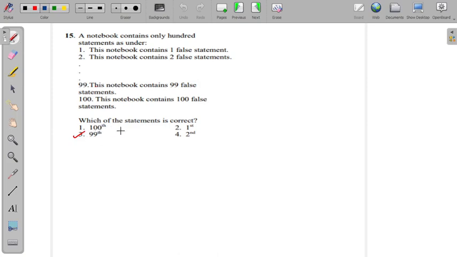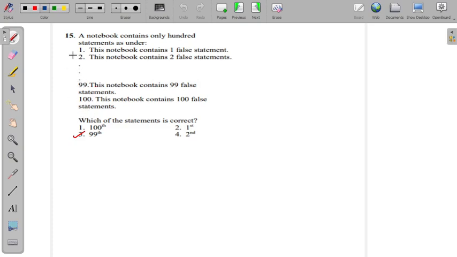Suppose the 100th statement is correct, this notebook contains 100 false statements. Then it is not possible. 100 false statements in the sense 99 of these are false statements. If this is correct, it can't be included within the false statements. Hence, this can't be the answer. First, if the first statement is correct, this notebook contains only one false statement. Then what about the rest of the cases?